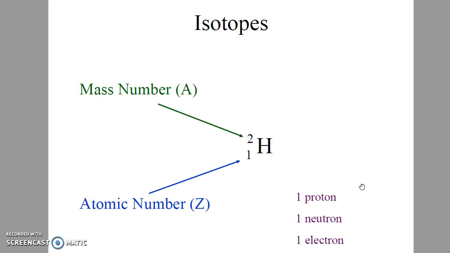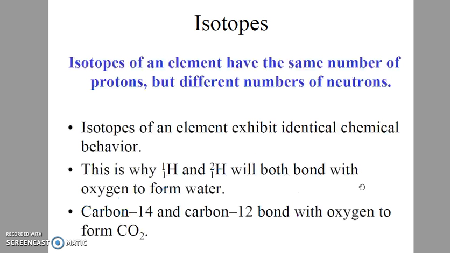So we saw 2 examples of carbon and 2 examples of hydrogen. They both had the same number of protons and electrons, but their neutrons were different. These are called isotopes. Isotopes have the same number of protons, but different numbers of neutrons. So their mass number is different, while their atomic number stays the same.